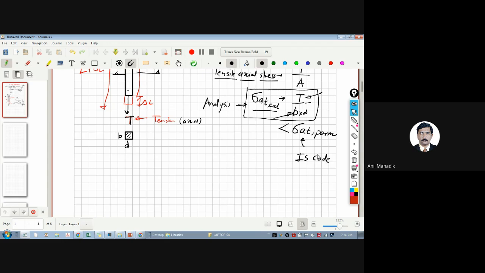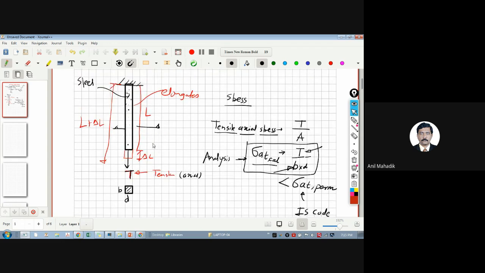So actually in design, we calculate the actual stresses and compare with the permissible stresses. And the permissible stresses should be more than the actual stresses. That is the philosophy of any design actually. Now, what is the actual tensile stress which is permissible? So let's see in detail.